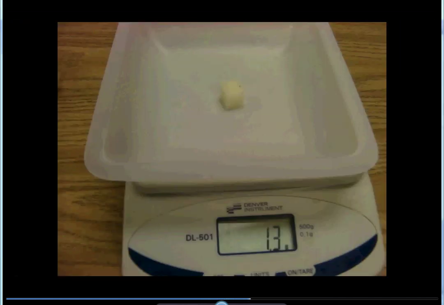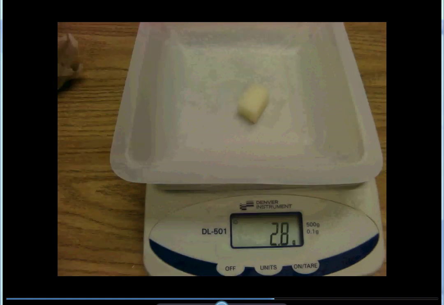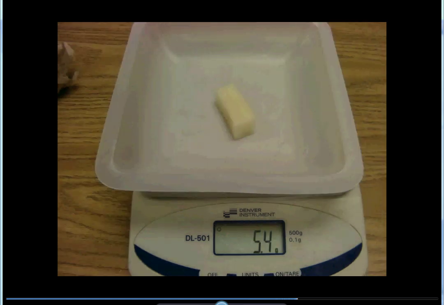And just to show you kind of what occurred in measuring, massing these little chunks. There's the 2 centimeter chunk, and then 5.4 grams for the largest chunk. And then again, they were placed into the cups and they sat overnight.